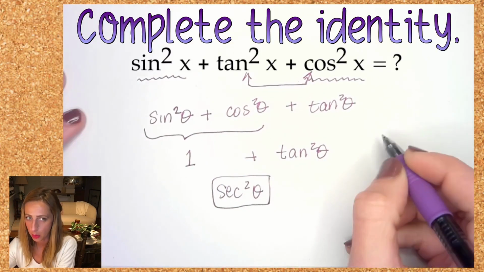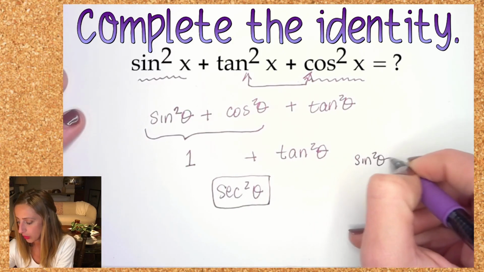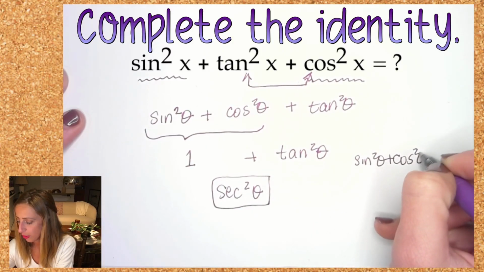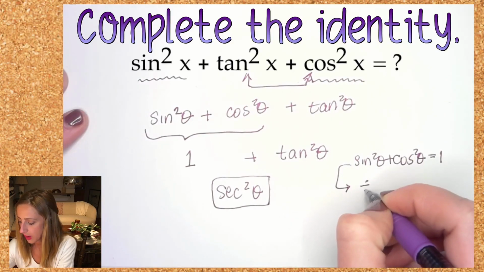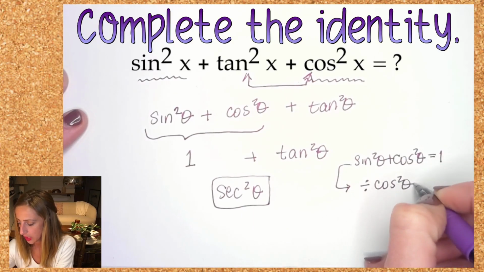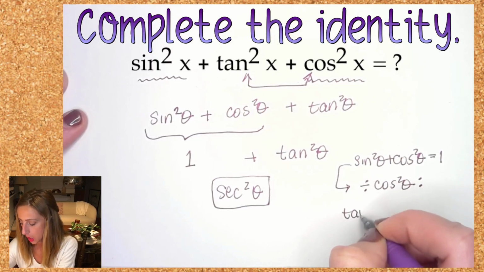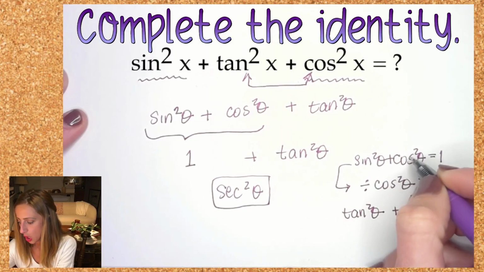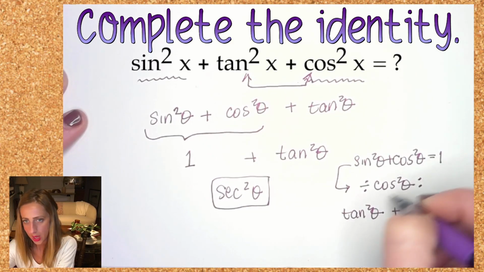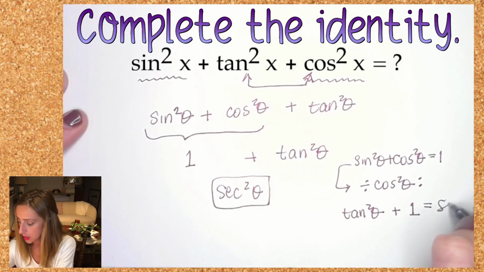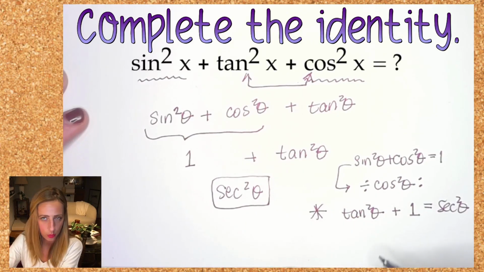If you are having trouble memorizing it and you only really know this first one, just to go over for the millionth time of my life how we can come up with the other two from just this one, you can get one of them by dividing everything by cosine squared theta. So if I did that, sine squared theta divided by cosine squared theta is tangent squared theta, plus cosine squared divided by cosine squared is 1, equals 1 divided by cosine squared theta, which is secant squared theta. So there you have it, Pythagorean identity numero dos.